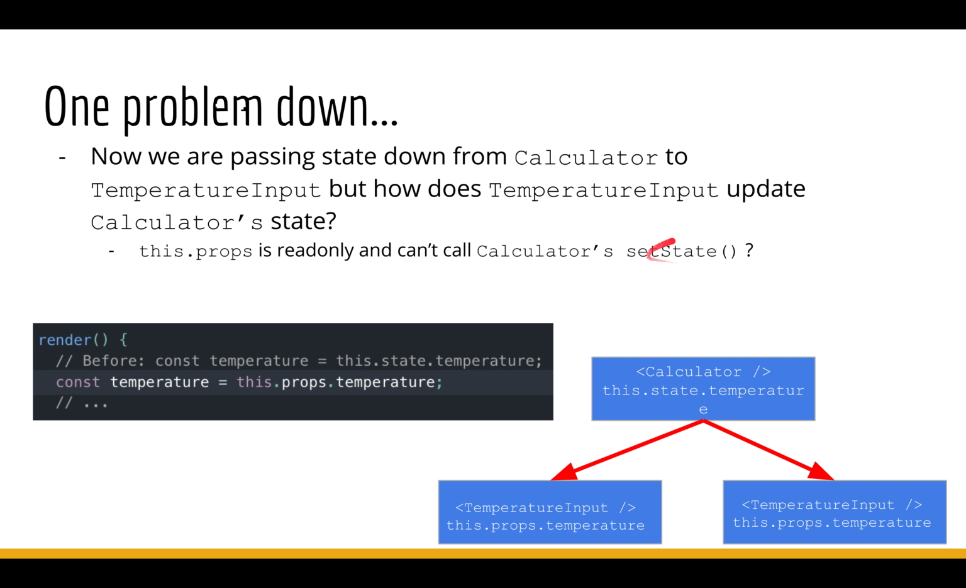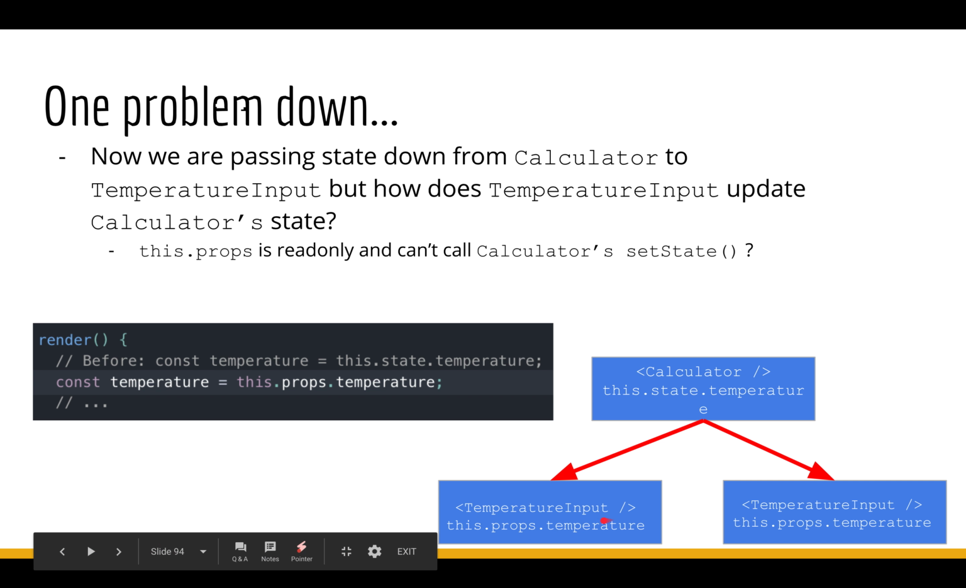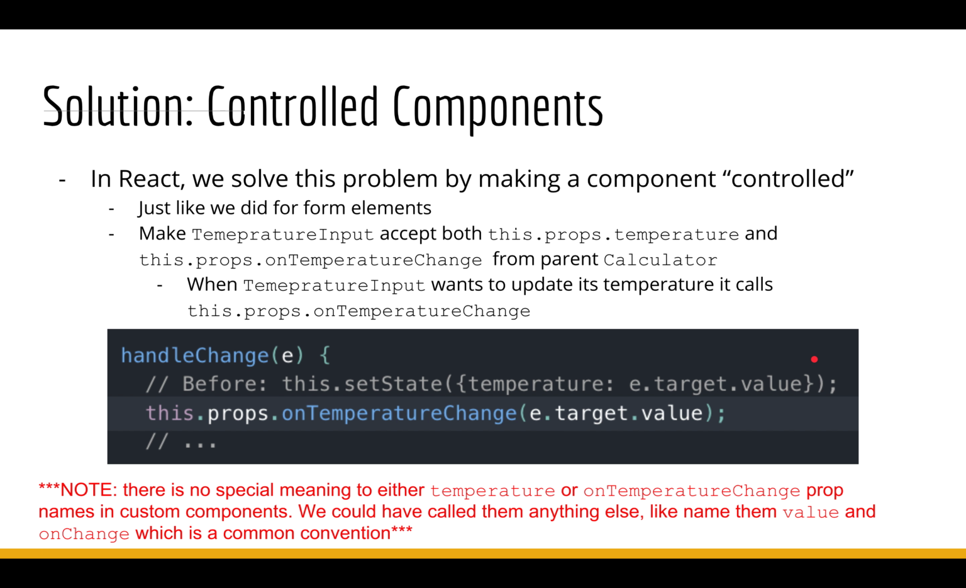And then we also, normally we would call set state to modify a piece of the state, but the state is being held in calculator, so there's no way that temperature input can directly call calculator's set state function. So now we have to look at another way of doing things. And the way that we solve this problem in React is essentially by making a component controlled. This is the same thing that we did for form elements, like inputs, text areas, and select inputs. All those things we made controlled components, and that's the same thing we're going to do here.